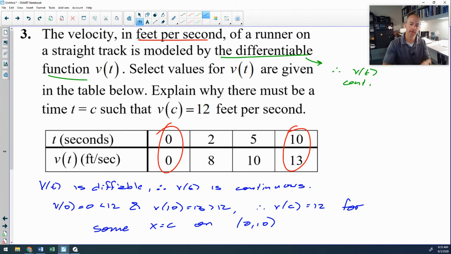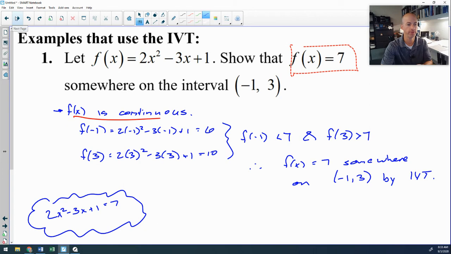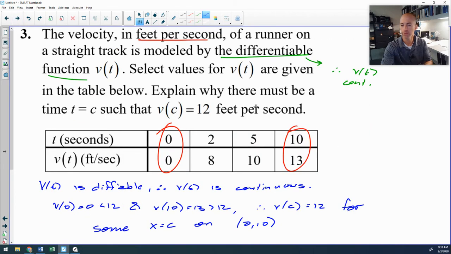And that is typically how intermediate value theorem questions are asked on the AP exam. The other ones are rarer. You don't see the ones with explicit equations on the AP exam, but maybe in Algebra 2 or Pre-Cal, you'll see problems like numbers 1 and 2. So there is my explanation of the intermediate value theorem.